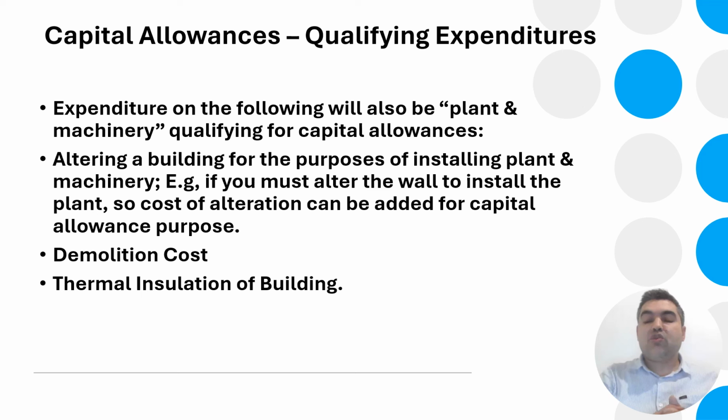Also, demolition costs. For example, if you have to demolish a surface to install plant and machinery, and that plant and machinery qualifies for capital allowances, the demolition cost can also be added to the relevant cost of plant and machinery, and then you can start claiming capital allowances. In this case, the capital allowance will be bigger, and then the company would pay less corporation tax. Thermal insulation of building also qualifies for capital allowances.